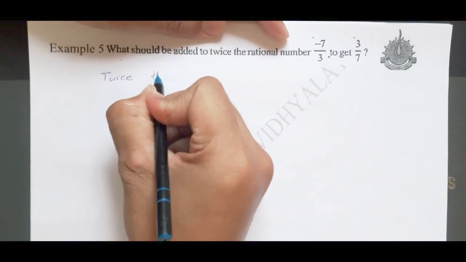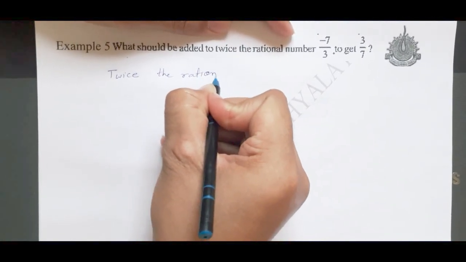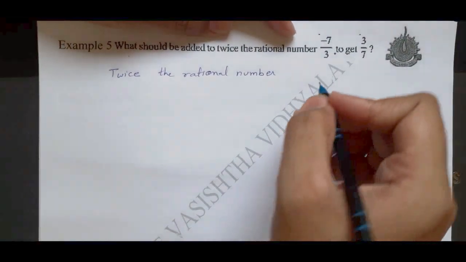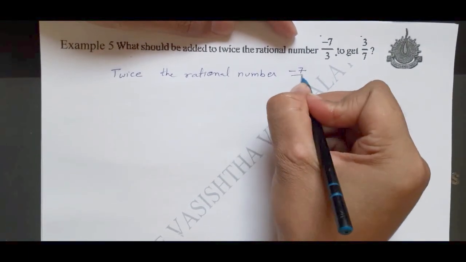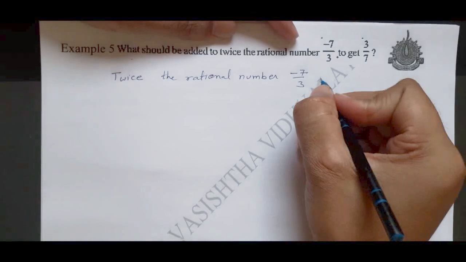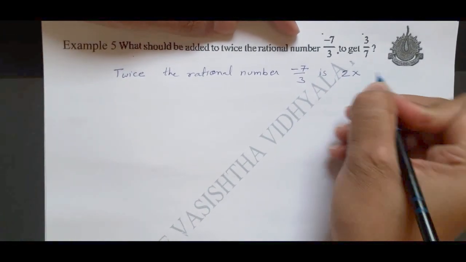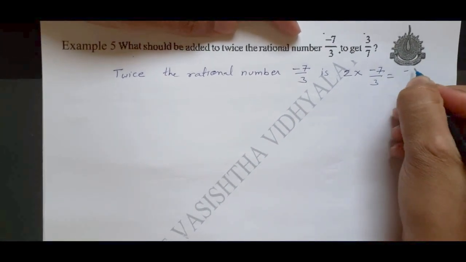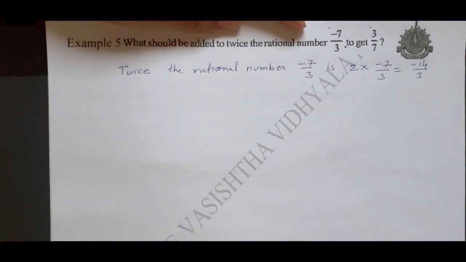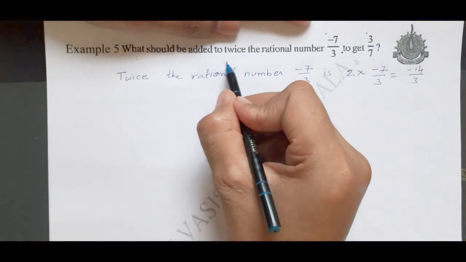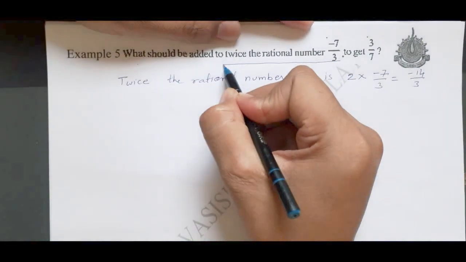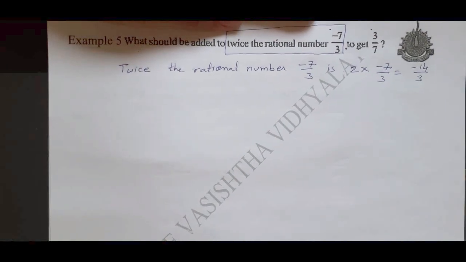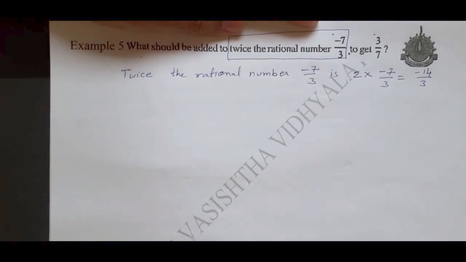Twice the rational number minus 7 by 3 is 2 multiplied by minus 7 by 3. So it will be minus 14 by 3. Twice the rational number. Here see this word, twice the rational number minus 7 by 3. So we multiplied minus 7 by 3 by 2.